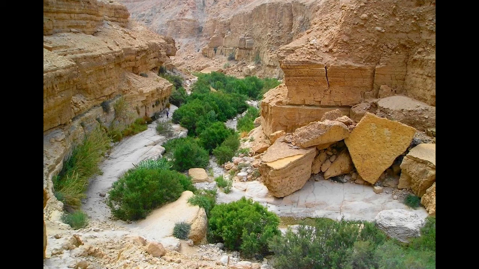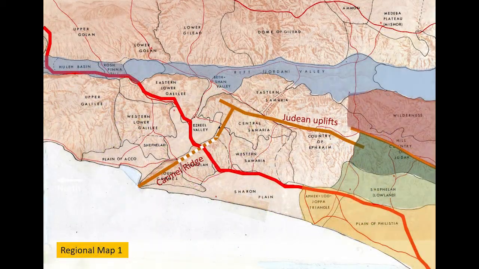Let's go back to regional map number 1. I want to say something about the eastern side of the Jordan River, although we're not going to do much with it. The hills on the eastern side of the Rift Valley are actually higher. They go up to 4,600 feet. And so there is a secondary rain after the rain passes over Israel.